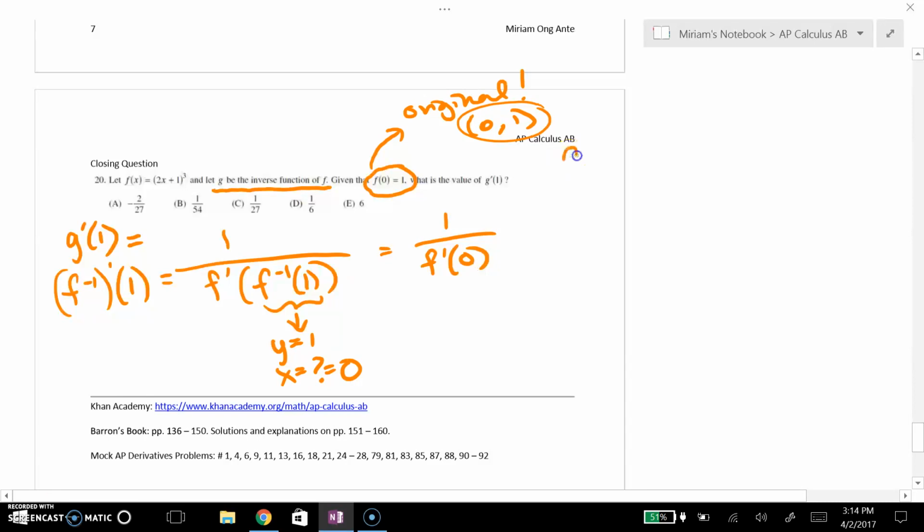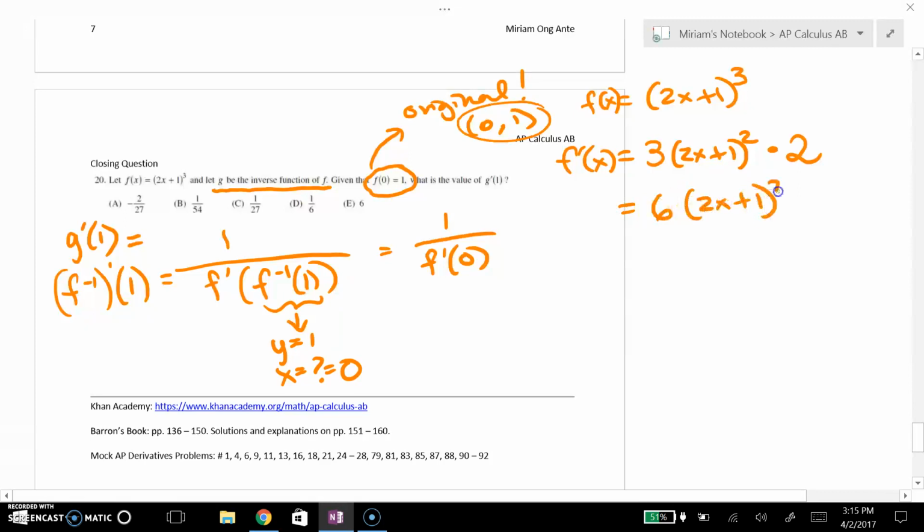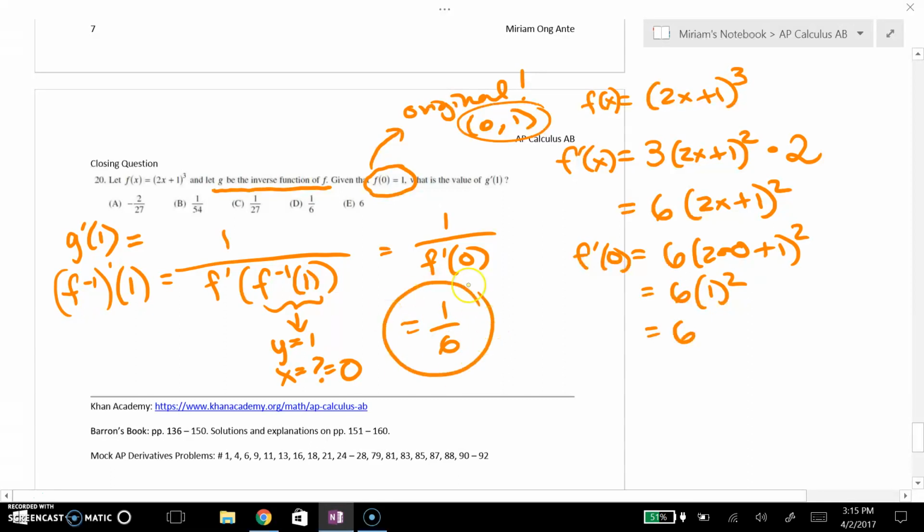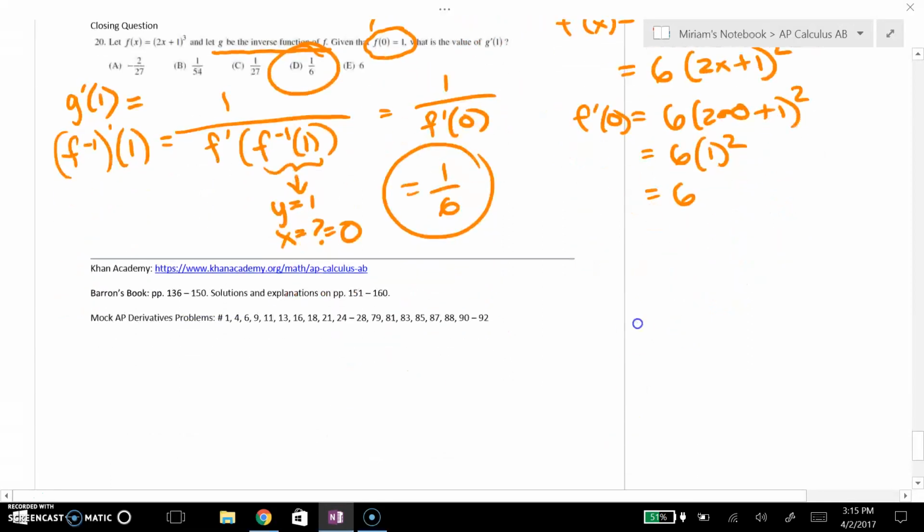And we need to get f prime, so let's get f prime of x. We have to remember that f of x is 2x plus 1 to the third. Use the chain rule. It'll be 3 times 2x plus 1 squared times 2. 6 times 2x plus 1 squared. Then all you need to do is plug in 0. Six times 1 squared, 6. So you just put in the equation, 1 over 6.